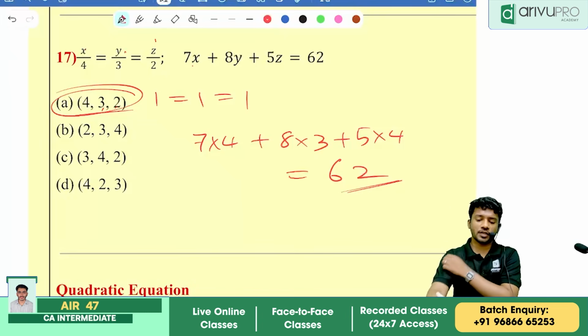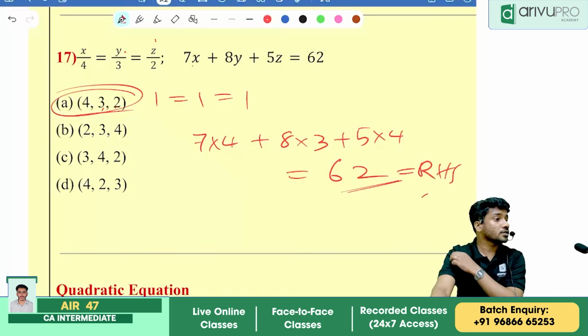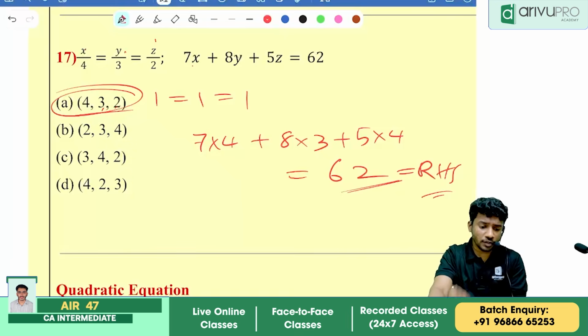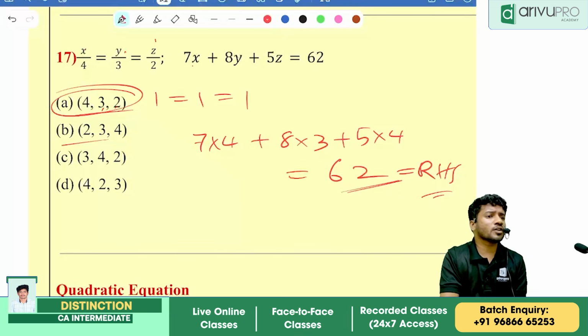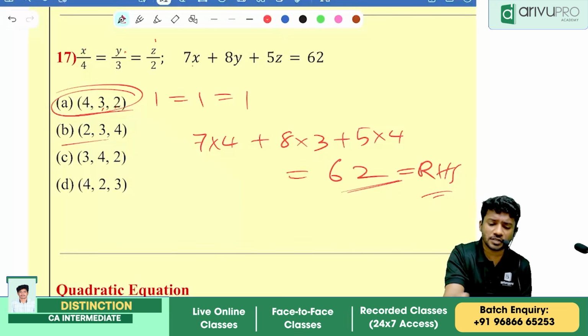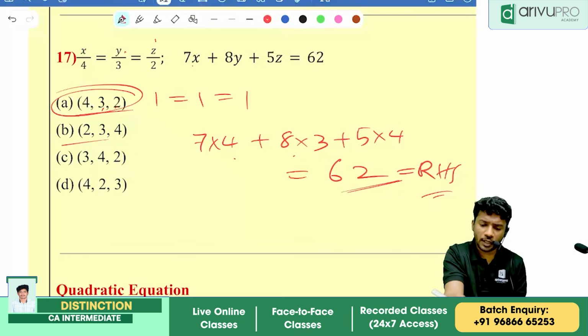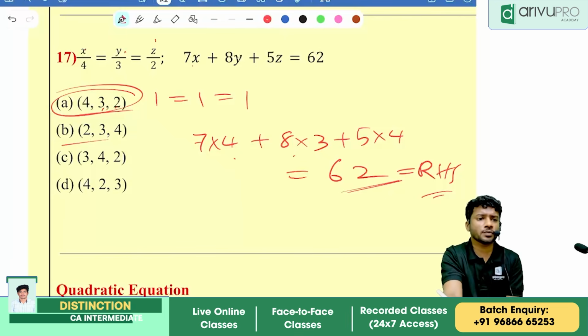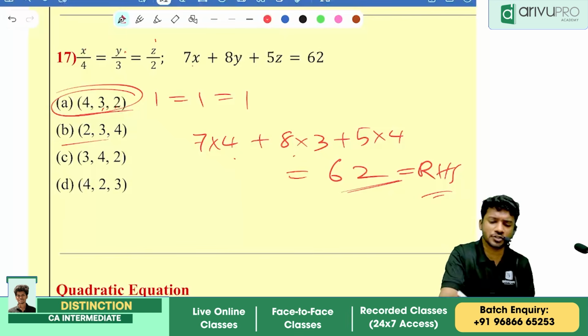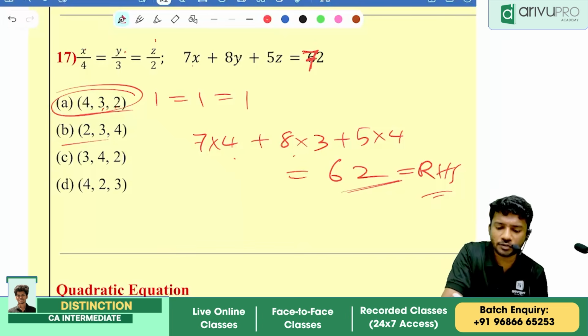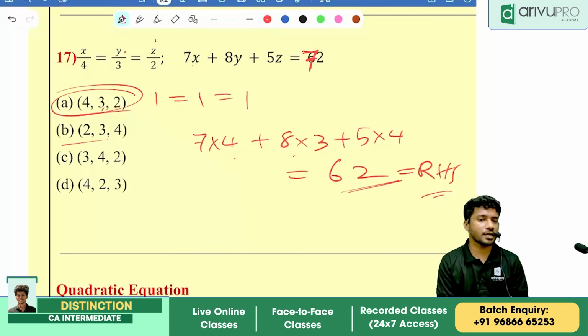Which is equal to our required 72 or? Then check the next option. It is not satisfying any of the cases. That means it should be 28 plus 24 plus 20. 28 plus 24 is how much now? 52. 52 plus, yeah, actually it should be 72. Okay. Option A is the answer.